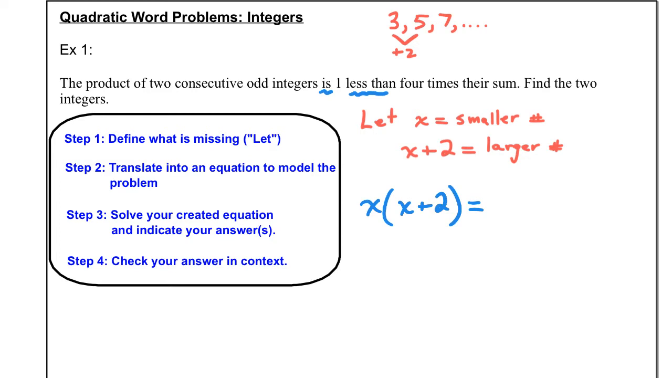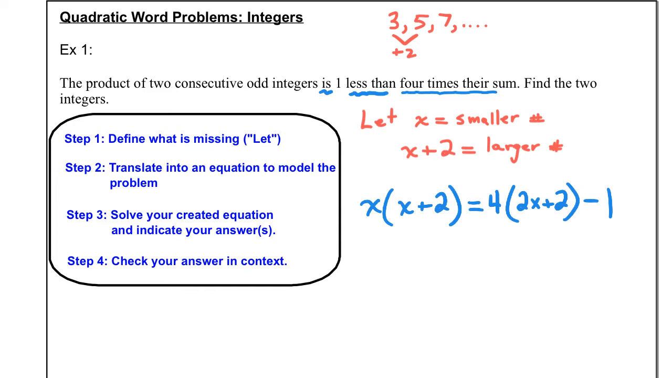So let's start with the end of this expression first. 4 times their sum. And I'm going to save some time here. What is the sum of our numbers right now if we're using x and x plus 2? Basically, what would you get if you added those expressions up together? We would get 2x plus 2. And now don't forget, we're going to throw the 1 less than in, so minus 1. And that gives us our quadratic equation.